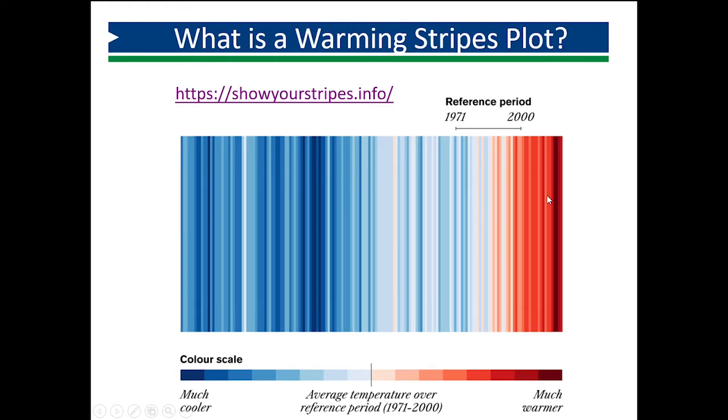So these graphs show the change in temperature of each year based on the difference between the 1971 to 2000 reference period. So each bar represents 1 year and is colored based on the difference between that individual year, so this could be 1850, compared to this reference period. So this was taken from Ed Hawkins' website, showyourstripes.info.